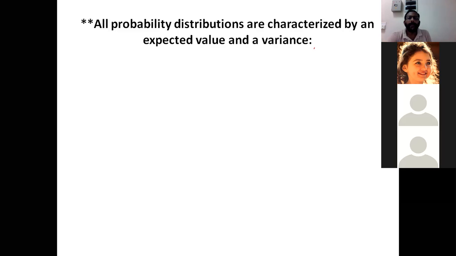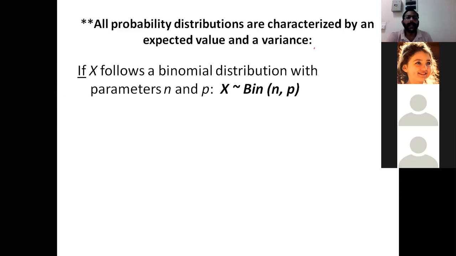Right. All probability distributions are characterized by an expected value and variance. Can you remember the expected value and variance? So this is how we give the notation, this is how we indicate the distribution. Write it down if you want. X is distributed, this is called distributed, X is distributed binomially.